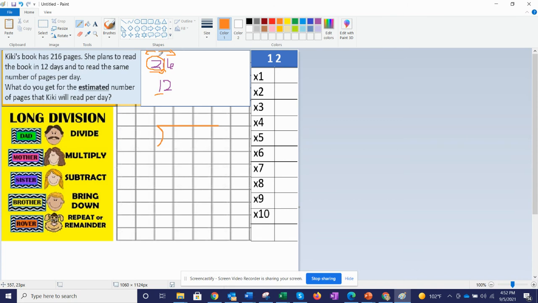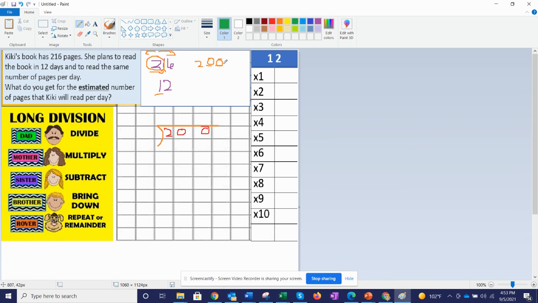That means this one, the 2 stays the same. And then all the other numbers after it get turned into zeros, like that. That's how you round that, okay? So we got 200 for our dividend, the number that we're going to be dividing into smaller groups. So 200, right?